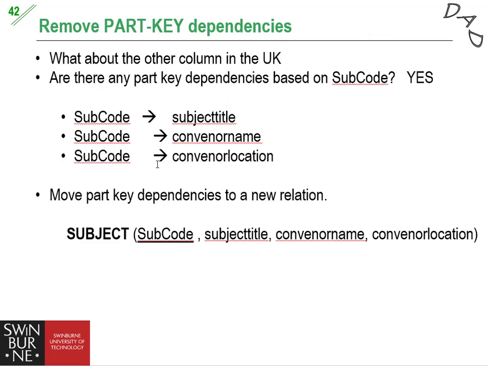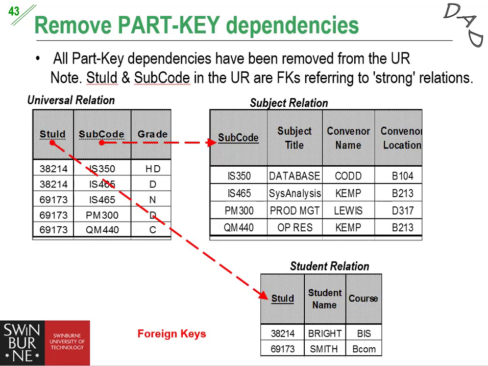So we can write something like this: subject code determines the subject title, subject code determines the convener name, and subject code determines the convener location. Then, as we did earlier, we move the part key dependencies to a new table. This is the table, and this is the primary key of that table. So we have created another strong entity. First we created the student strong entity, now we have created the subject strong entity. So what happened to the universal relation? It has shrunk.